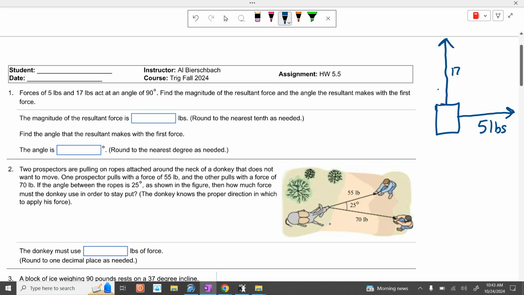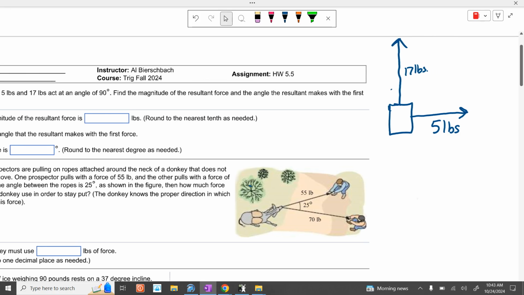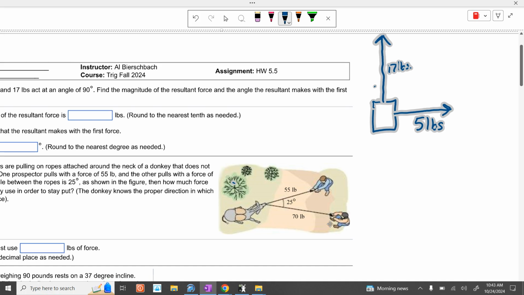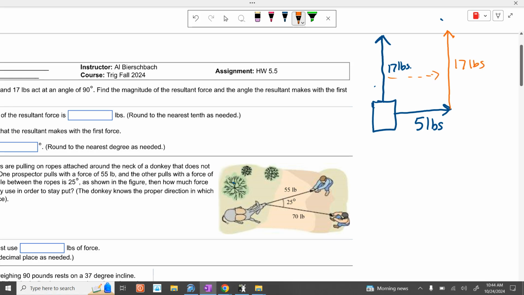That's 17 pounds. So Mr. Hodgin teaches that when you do vectors, you do head-to-tail vectors. So at the end of the first vector, you start drawing the second vector. So it goes here. This is the 17 pounds. So this just gets transferred over to here. Why do we do that? So we can make the resultant vector right here from the start to where the second one ends.